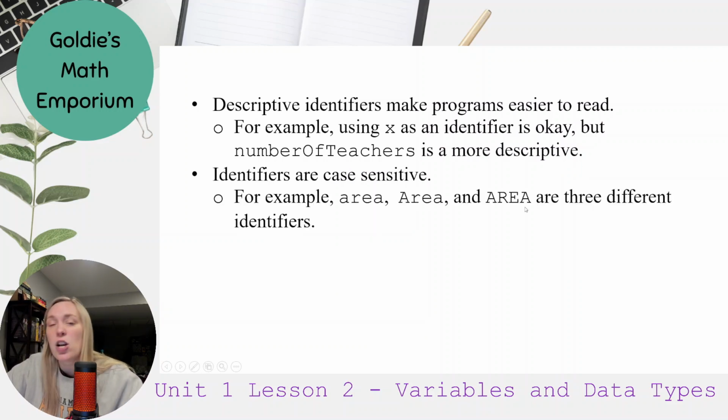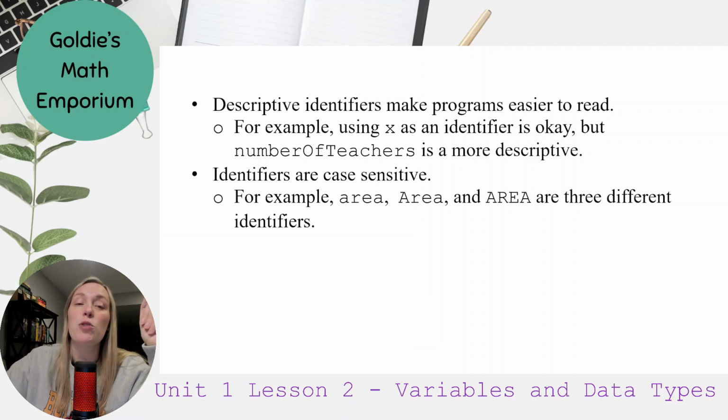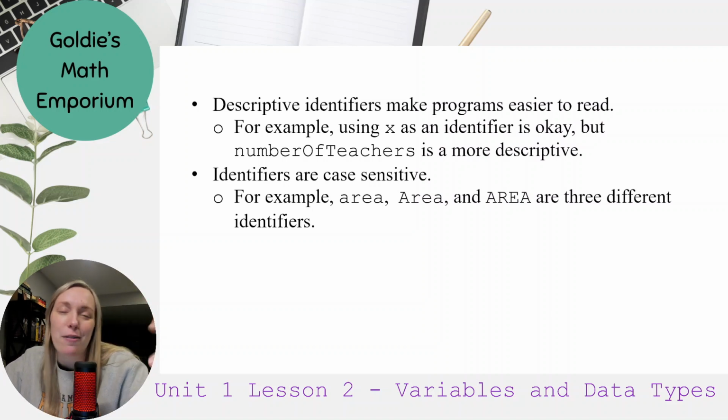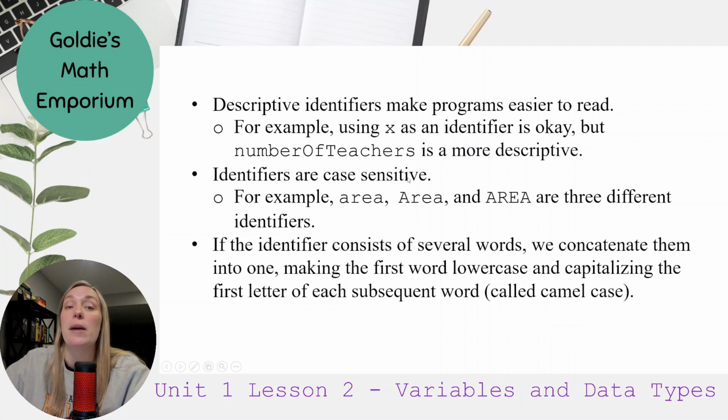Identifiers are case sensitive. So if you have a variable that holds the area of whatever you're looking at, these three different types of areas with different capitalizations are three different identifiers, and they're going to represent three different pieces of data in your program. And again, just part of good style is to not mix these up. If you did have three areas that you needed to keep track of in your program, you wouldn't name it area with three different capitalizations. You would name it area1, area2, area3. Descriptive, distinct identifiers are the key to good programming style.